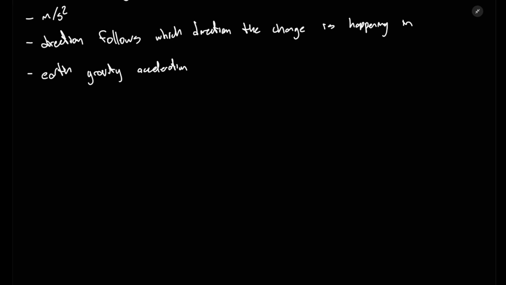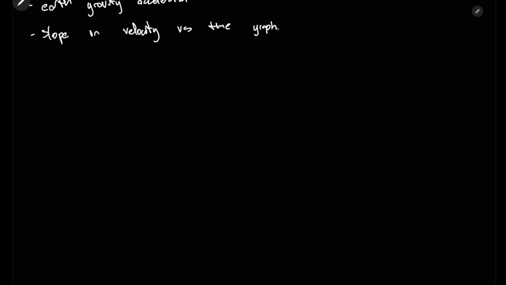So a slope in the velocity graph indicates slope. It's very bad handwriting. Slope in velocity versus time graph indicates acceleration. And for the acceleration, we're going to use a with an arrow on top of it because acceleration is a vector. So let's move on to some practice questions.